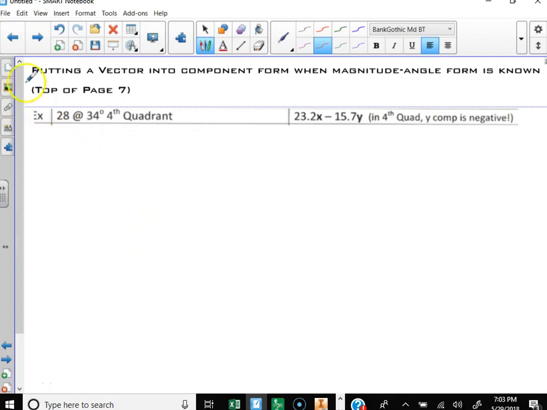So this video is going to be about how to go from angle magnitude form, or magnitude angle, depending, into component form. And the next video is going to be the other way around, going from components back into magnitude angle form. And if you've read the packet, it's really straightforward.